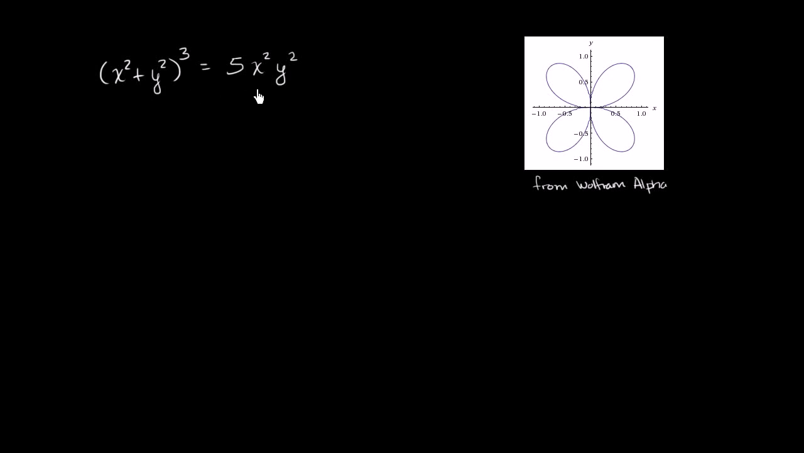Once again, I have some crazy relationship between x and y. And just to get a sense of what this might look like, if you plot all of the x's and y's that satisfy this relationship, you get this nice little clover pattern. And I plotted this off of Wolfram Alpha.